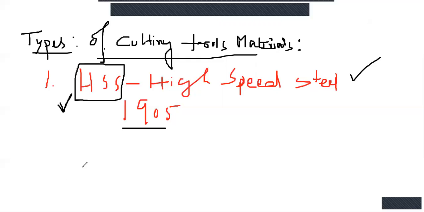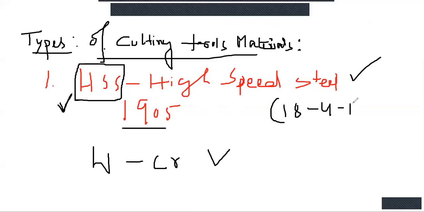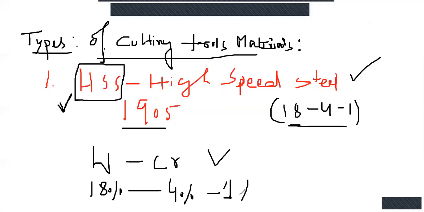HSS is composed of W, Cr, V. It is the main composition. The short form of HSS is written as 18-4-1. In competitive exams they ask: what is the name of the cutting tool material which is coded by 18-4-1? That means 18% is tungsten, W means tungsten, 4% is chromium, and 1% is vanadium.